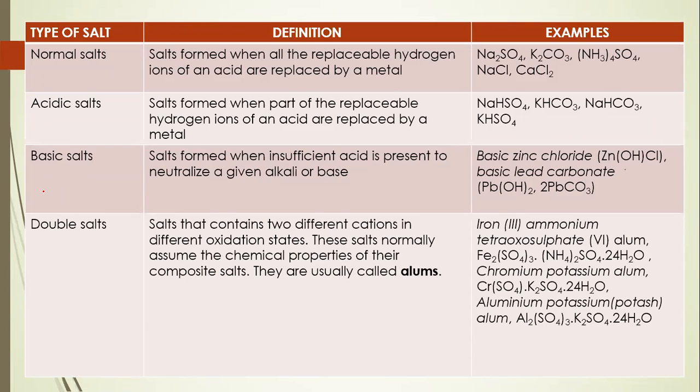Examples are sodium sulfate, potassium carbonate, ammonium sulfate, sodium chloride, calcium chloride. They are examples of normal salt. Now, sodium chloride is the simplest and most common salt that you ever find. That is what you have at home, normal salt. And when you go to the sea, the salt that is collected from that point is sodium chloride. It's a normal salt. Now you can have other types of salt such as potassium chloride, magnesium chloride. Most chlorides are salts.